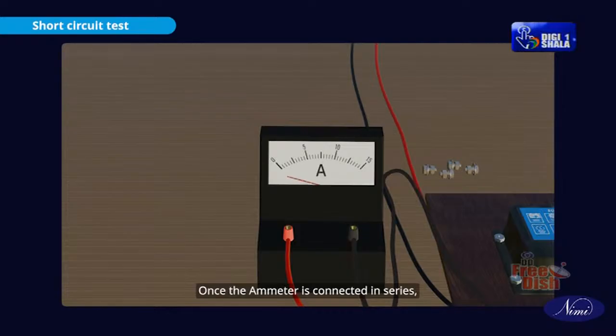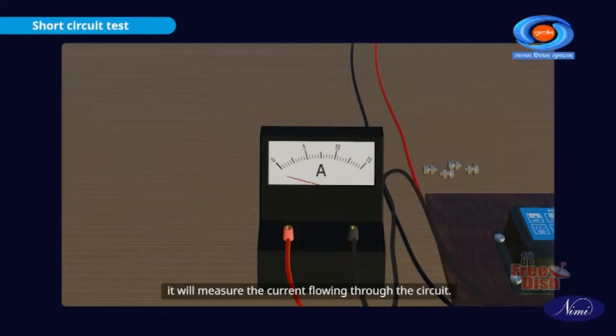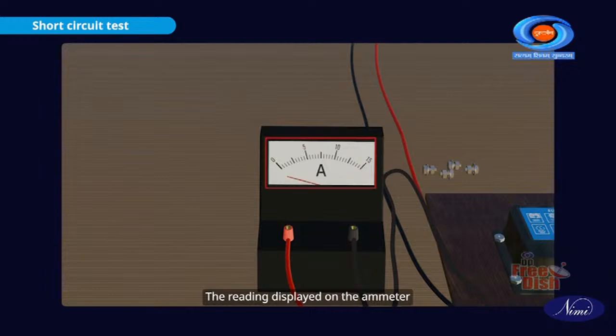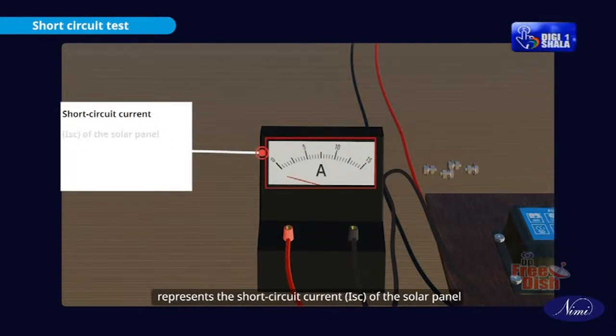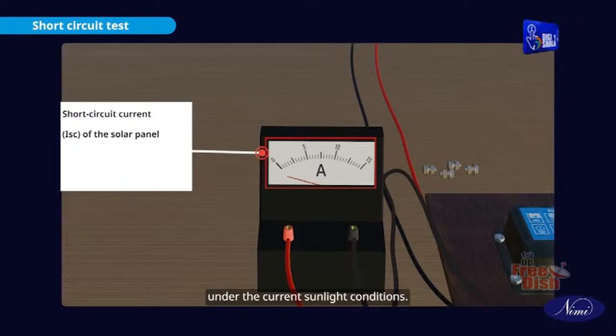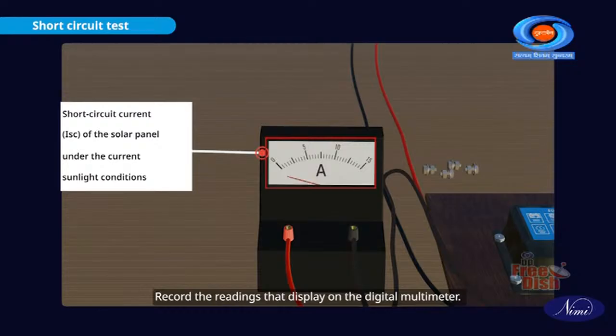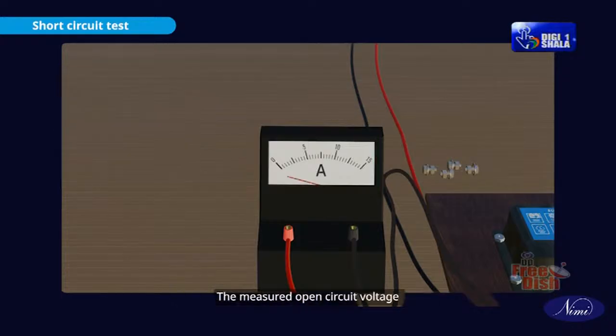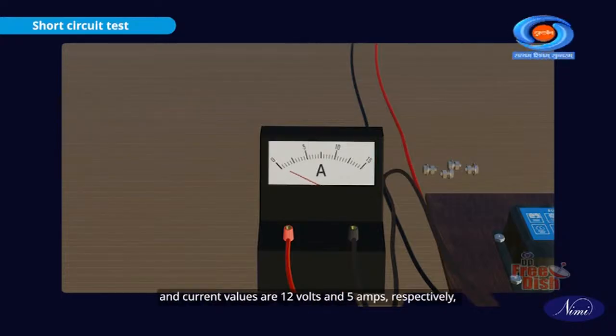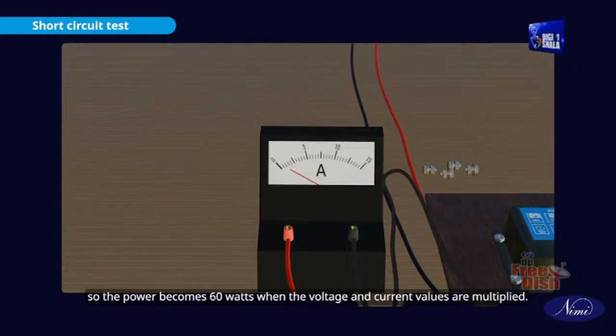Once the ammeter is connected in series, it will measure the current flowing through the circuit. The reading displayed on the ammeter represents the short circuit current, ISC, of the solar panel under the current sunlight conditions. Record the readings displayed on the digital multimeter. Note the readings displayed on the ammeter. The measured open circuit voltage and current values are 12 volts and 5 amps respectively. So the power becomes 60 watts when the voltage and current values are multiplied.